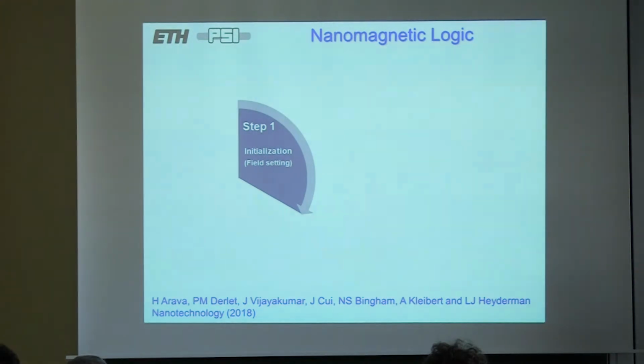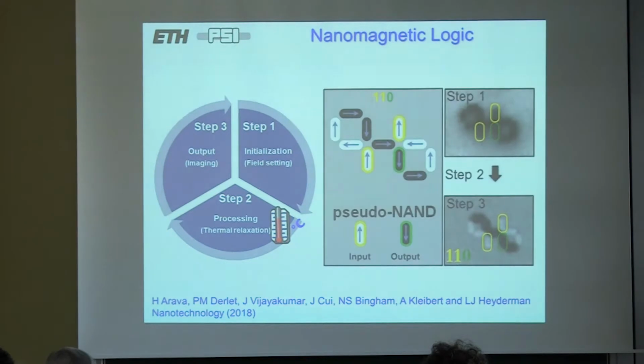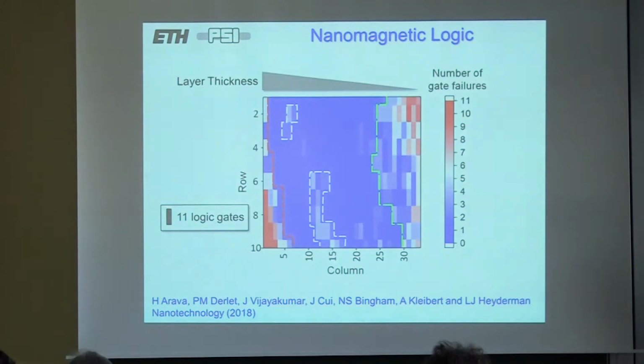We initialize the array with a magnetic field, use thermal relaxation, so heat the system so that it thermally relaxes, and then measure the output by imaging. So here is our first logic gate. The two inputs are indicated in yellow. The output is indicated in green. And this is the map of errors for that gate.